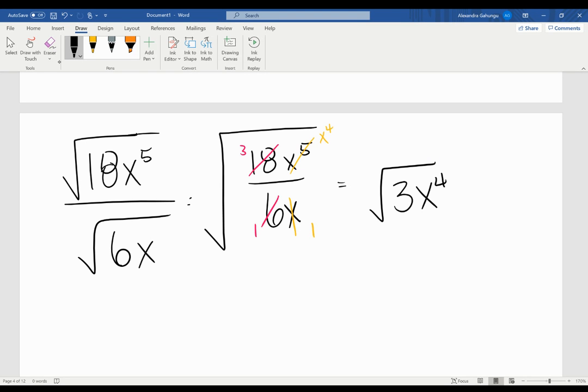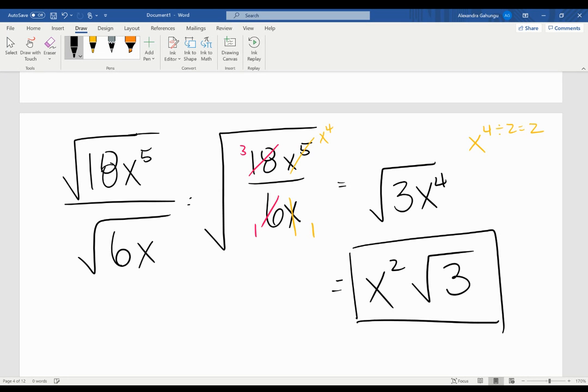Okay, so 3 is just 3 and 1, so it stays inside the house. But x to the 4th, if I divide that by 2, that means 2 of my x's are going to be able to leave the house. So it's x squared, and I had no remainders, so there's no x's remaining in the house. And I've got a 3. So it's x squared, square root of 3 for our final answer.